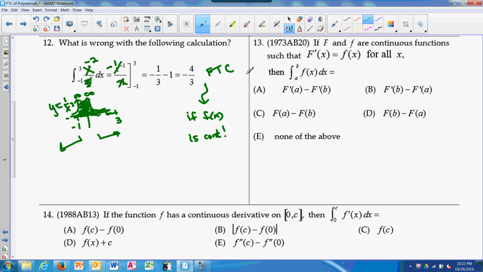Okay, for this next one, if capital F and lowercase f are continuous functions such that capital F prime is equal to lowercase f for all values of x, then what would this area integrate to be? The easiest way to think of this is to substitute in. So we're doing the integral from a to b of capital F prime. Going backwards from a derivative gives us the original function back from a to b. And the fundamental theorem of calculus says we have to substitute in the top minus the bottom. So the correct answer is D.